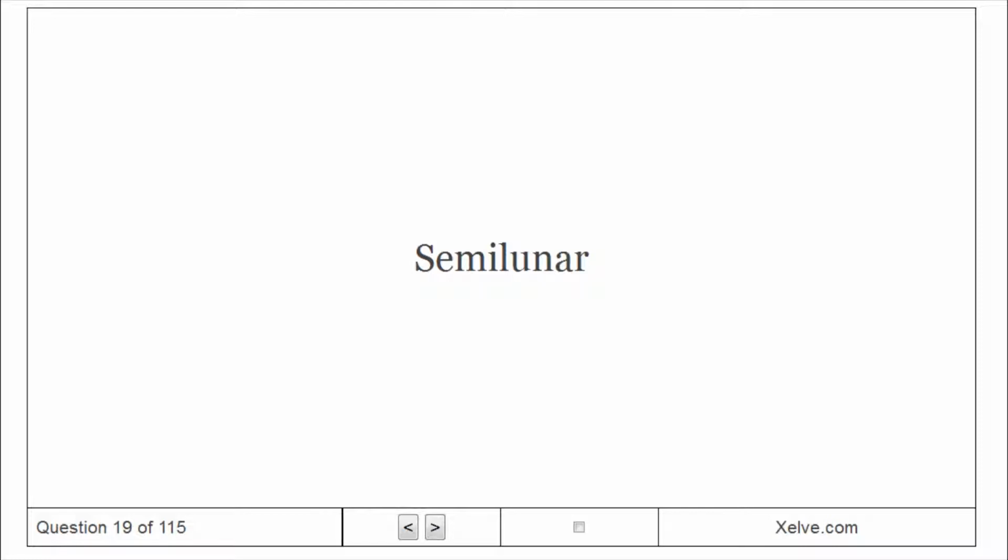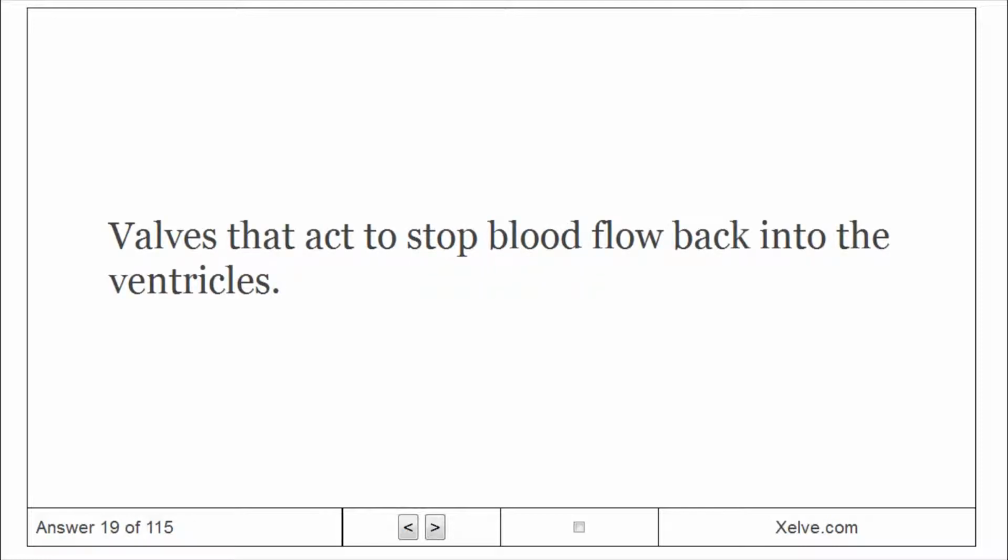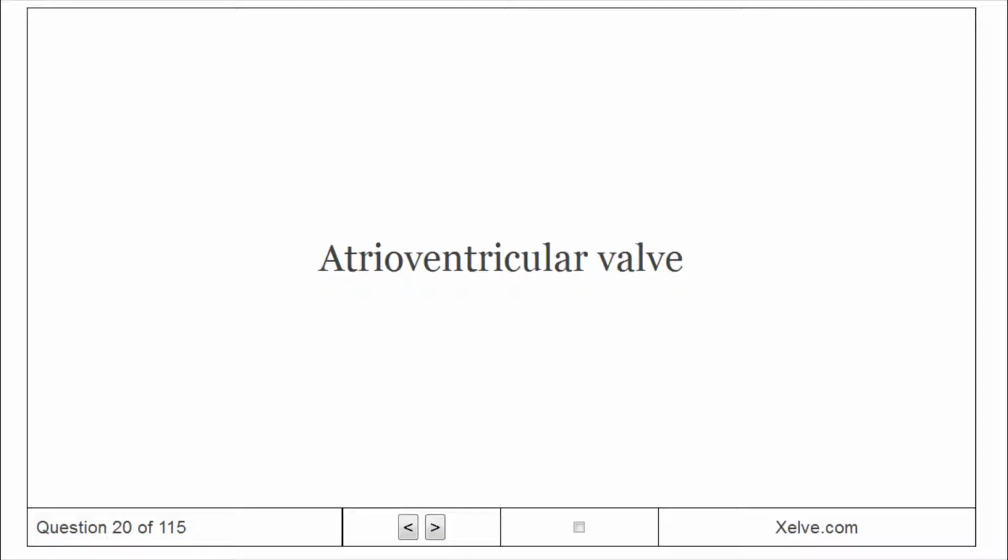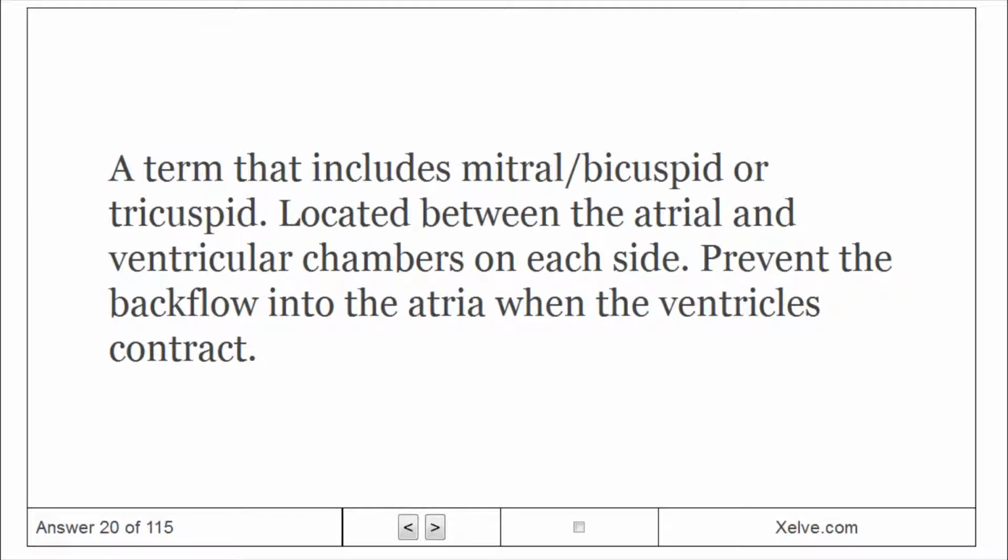Semilunar. Valves that act to stop blood flow back into the ventricles. Atrioventricular valve. A term that includes mitral, bicuspid or tricuspid, located between the atrial and ventricular chambers on each side, prevent the backflow into the atria when the ventricles contract.